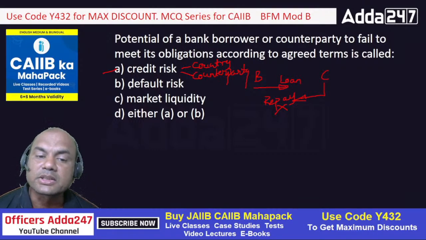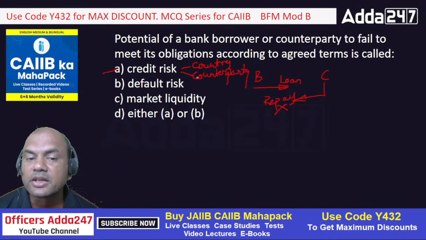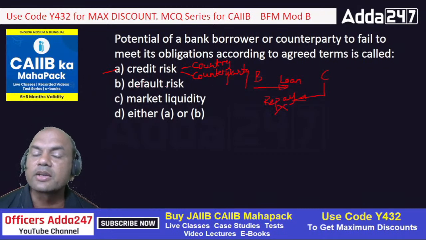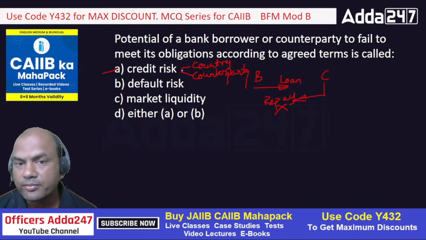But the default of the customer is not called a default risk. That is a counterparty risk. Default by the bank is called a default risk. So the correct answer is only A. It's a credit risk. Okay, got it?